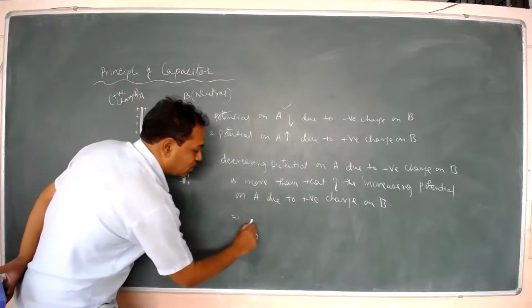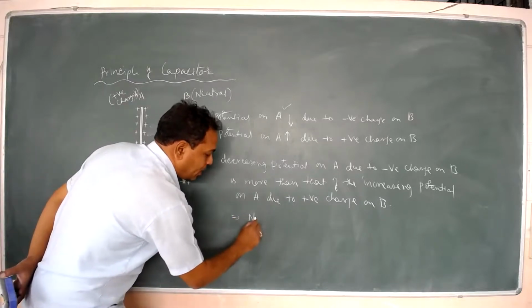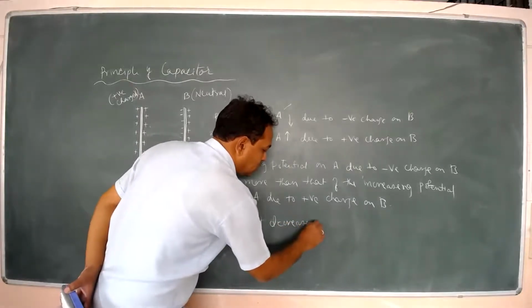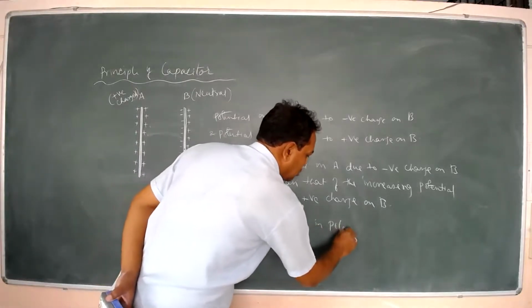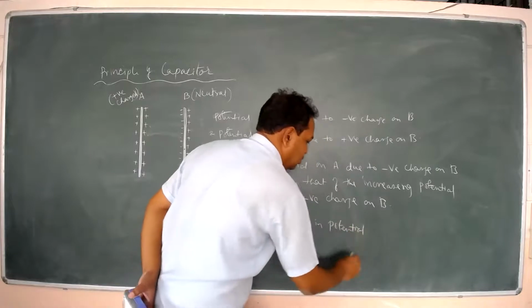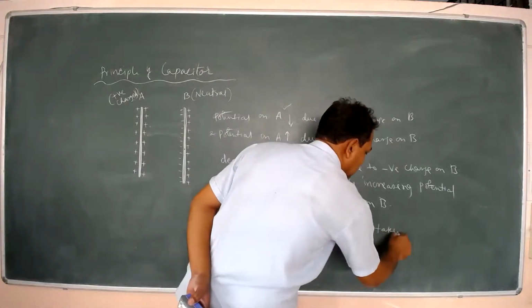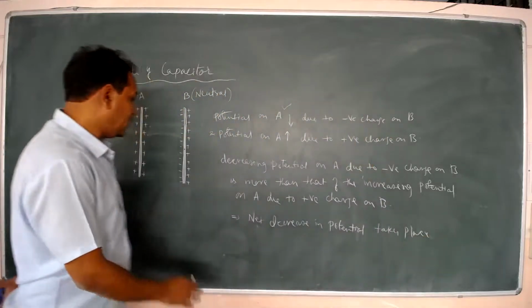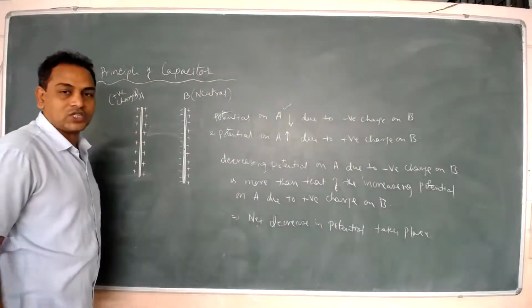So this implies that a net decrease in potential takes place. So finally, a net decrease in potential takes place.